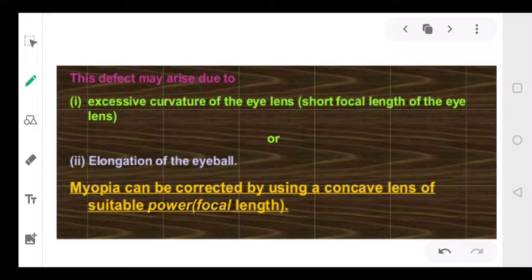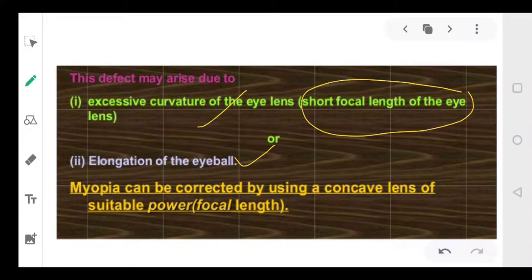This is because the lens becomes highly curved, or we can say the focal length of the eye lens has decreased. Because the focal length decreases, it is able to see nearby objects clearly but cannot see far objects distinctly. Secondly, the size of the eyeball has increased. So two reasons for this defect: the focal length has decreased, or the eyeball has increased.